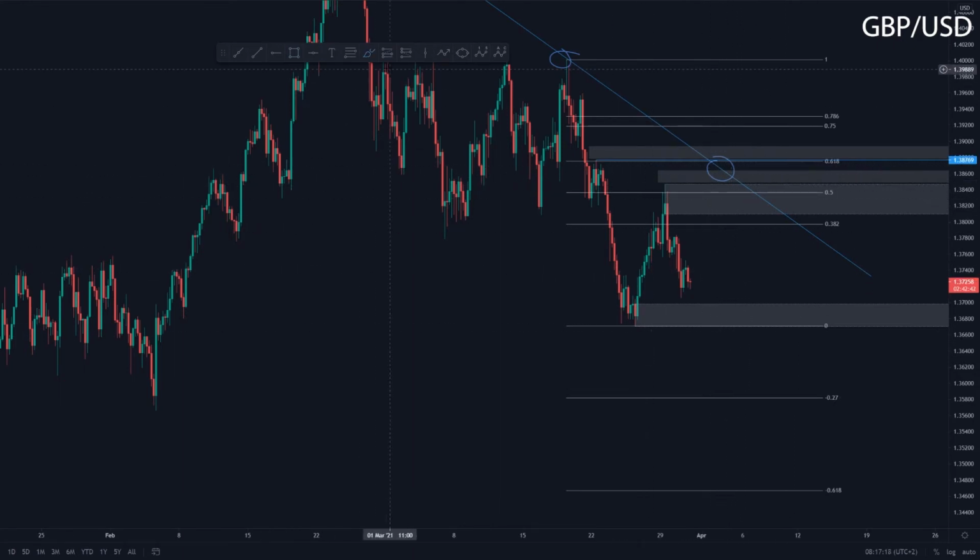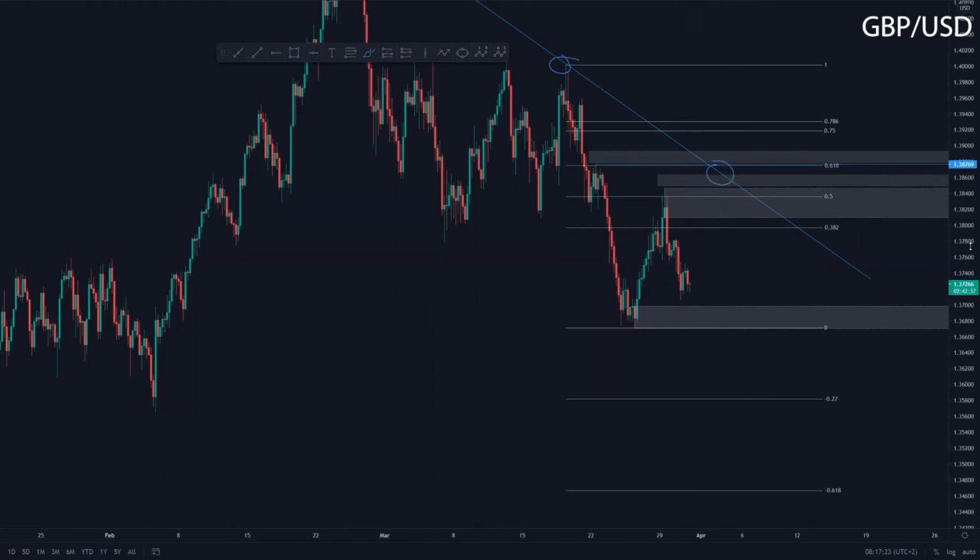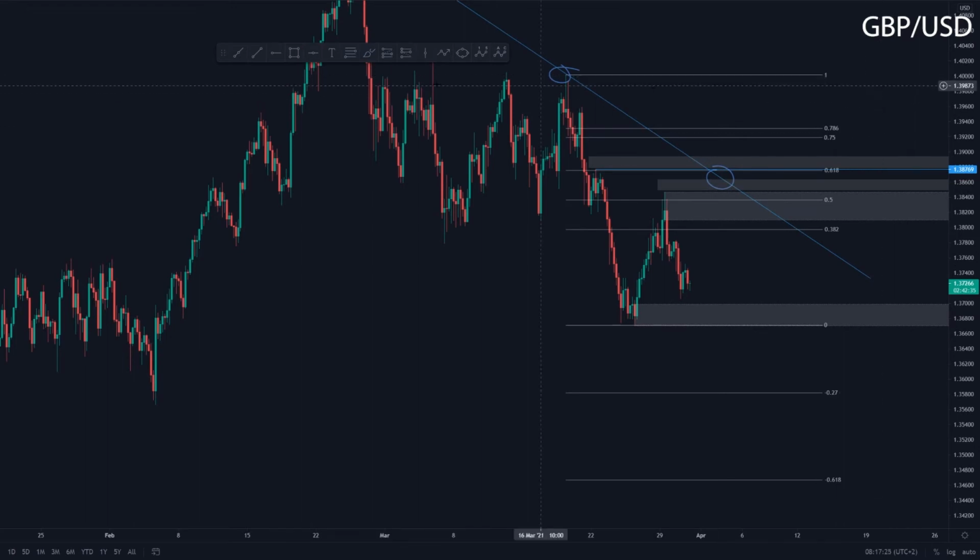I personally do not trust this impulse towards the downside yet. So I'm expecting and anticipating a DXY pullback, which will also make pound dollar pull back up towards the 618, toward that trend line. So how can we anticipate this?